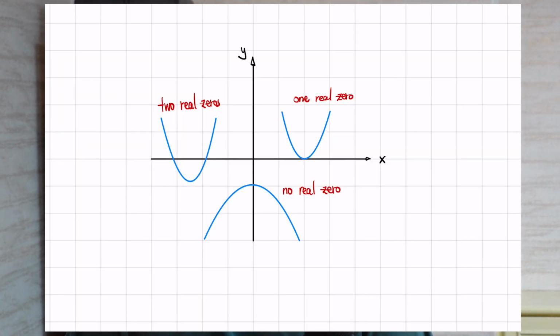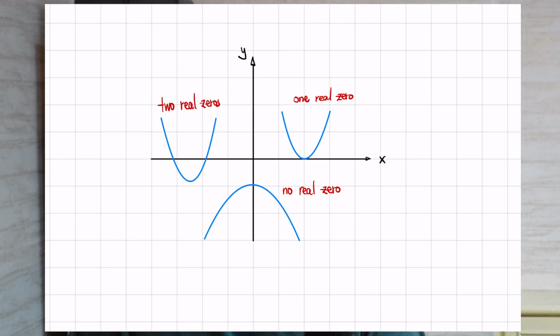If you take a look at a graph here, actually there are three random quadratic functions here. The first one at the upper left corner has two real roots because it intersects the x-axis at two different points. That's why it has two different roots. And these two roots are actually real numbers.